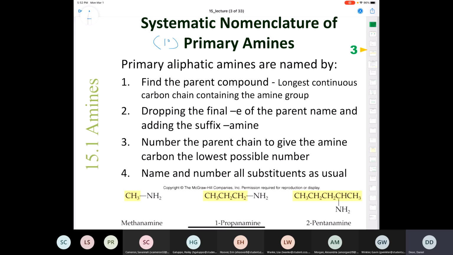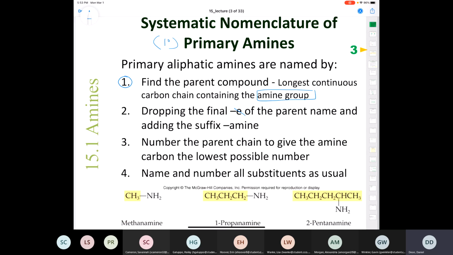So how do we name a primary amine? You can probably guess what the first step is going to be. We find the parent compound. But instead of just finding the longest carbon compound, like we did with alcohols, we have to find the longest carbon chain that contains the carbon with the amine group on it. So we've got to have the nitrogen attached to a carbon on that chain. Then you drop the final E in the parent name and you add amine to the end.